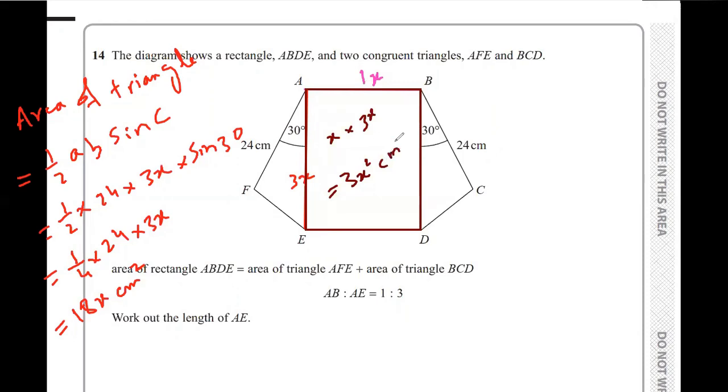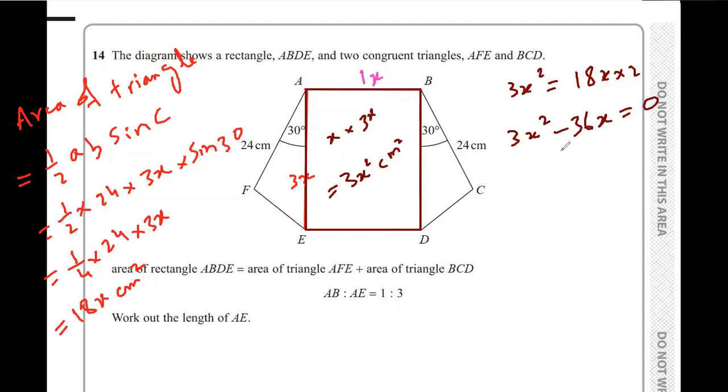3x squared centimeter squared. So I must set 3x squared equal to 18x, okay? And then we take away, not 18, 18 times 2. Sorry, 18 times 2, because there are two triangles, okay? And if I take away 36x from both sides, I'll get 0 on that side.